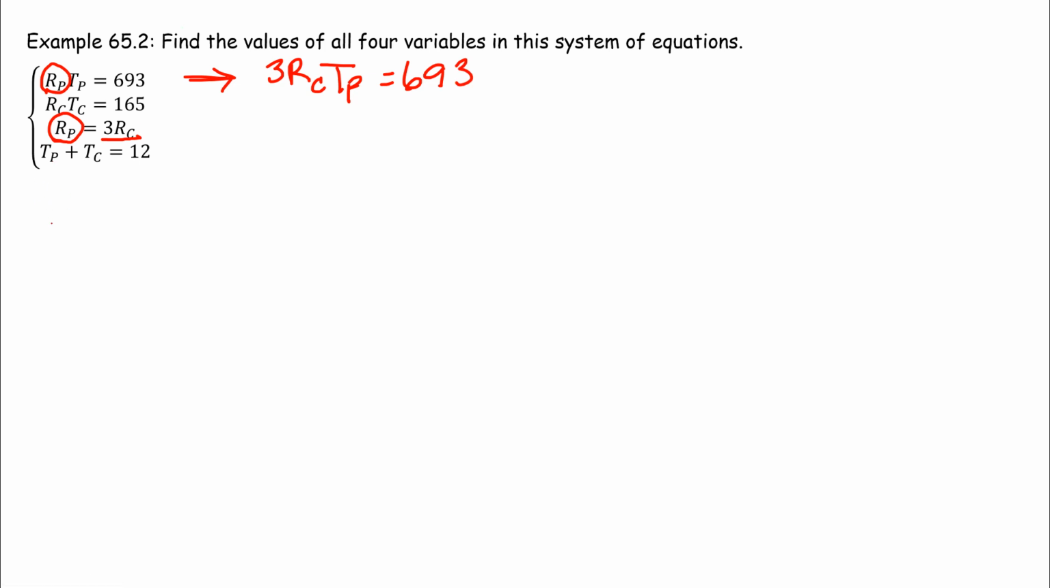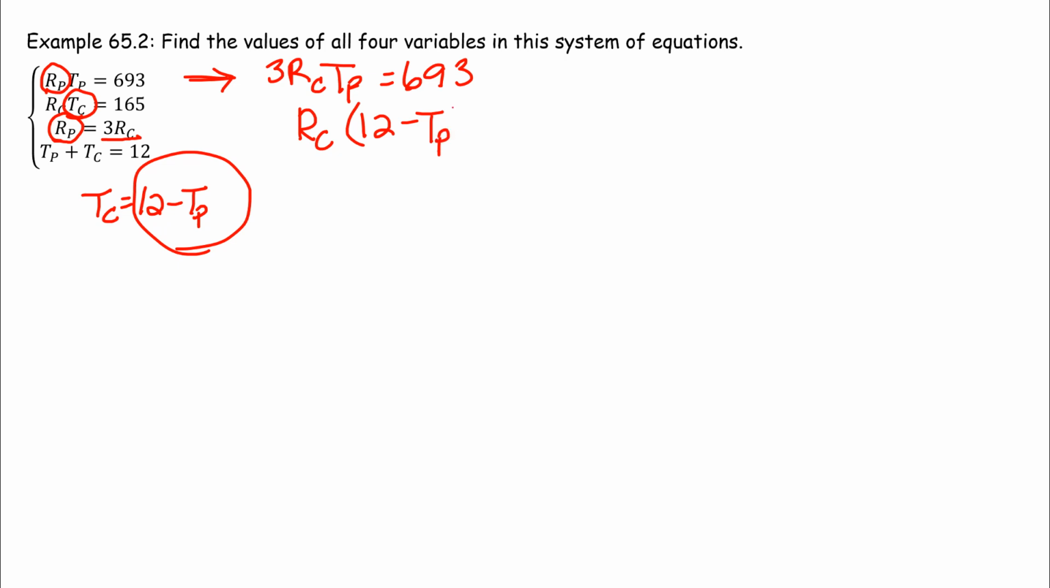For this fourth equation, I'm going to go ahead and solve for t sub c. I'll have 12 minus t sub p, and I'm going to put that in for t sub c in the second equation. So that's going to be r sub c times 12 minus t sub p, and that equals 165. So the first equation, if I divide both sides by 3, I'm going to have r sub c, t sub p is equal to 231.